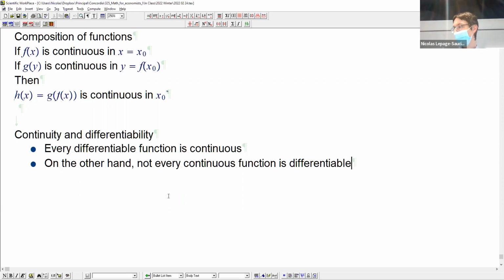So differentiability needs two things. You have to be able to draw your function with your hand, but also you must draw it in a smooth gesture. So you must not have kinks in it. If you have kinks, it means that you cannot take the slope at this point.